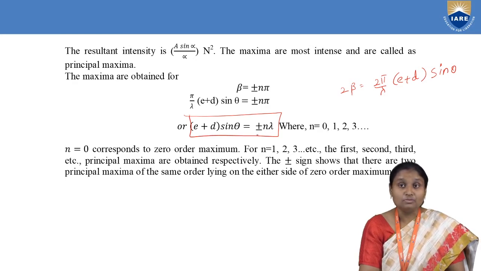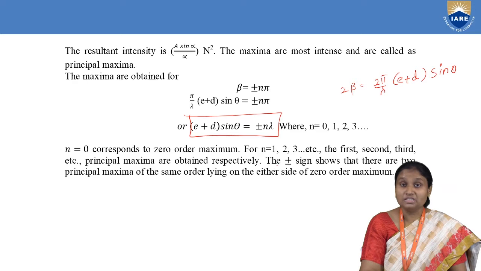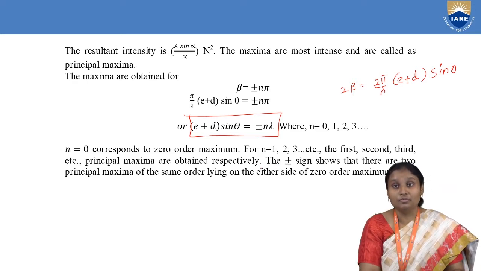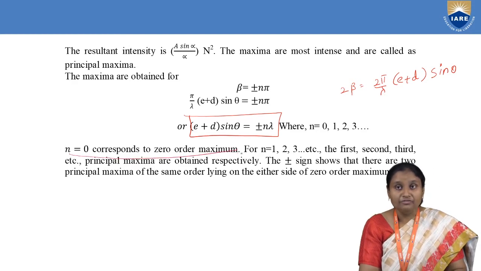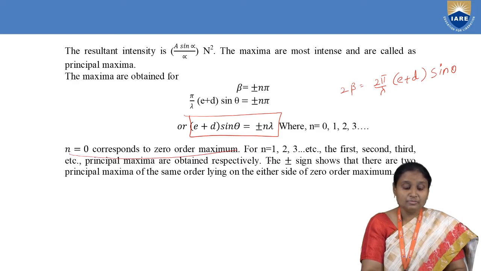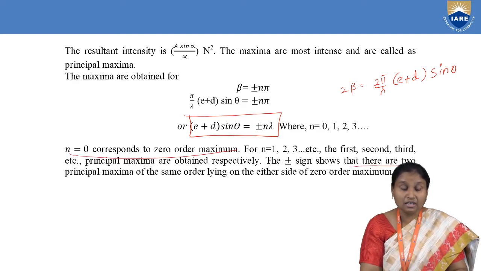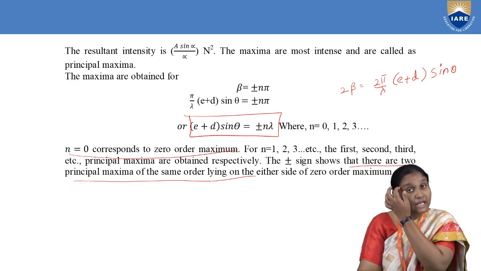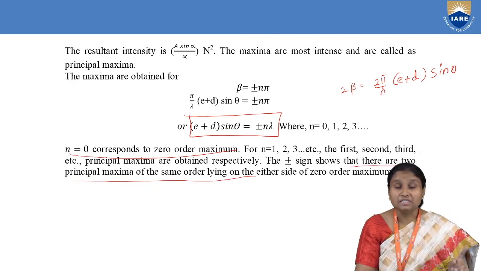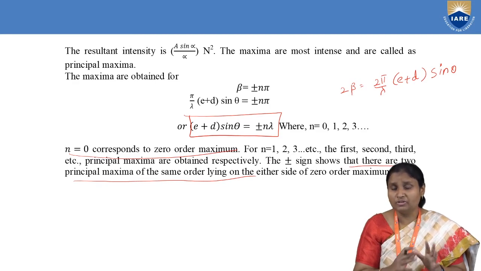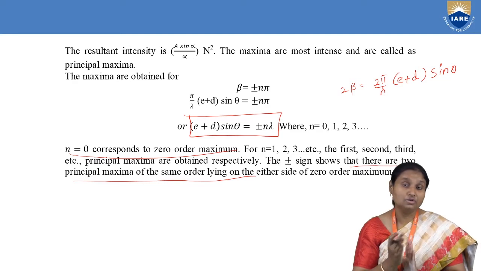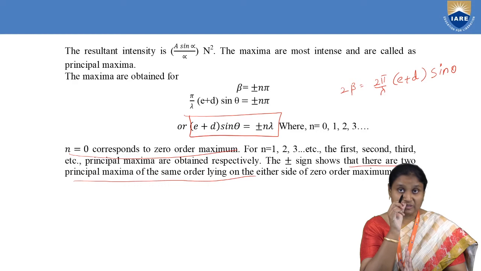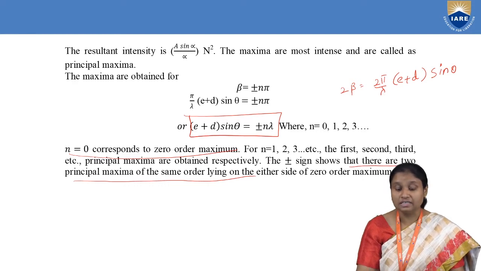And plus or minus, what does it indicate? It means that you will have principal maxima of the same order on either side of the zero order principal maxima. If I take n to be 0, I'll get the zero order principal maxima. If I take n equal to 1, the plus or minus sign shows that there are two principal maxima of the same order lying on either side of the zero order maxima. In single slit, we got only one principal maxima with maximum intensity. But in this case, we are getting many principal maxima arranged on either side of the zero order principal maxima. That is the difference between n slits and single slit diffraction.